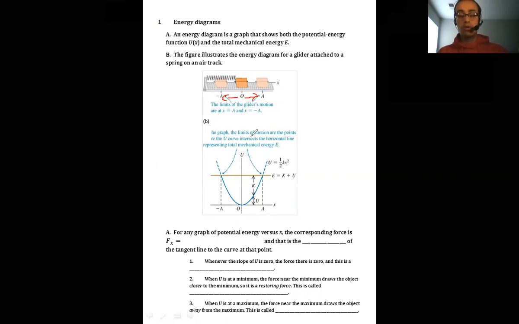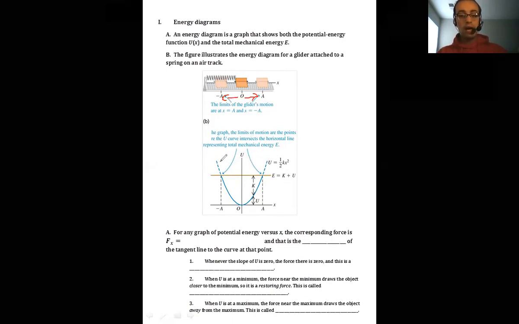Remember that because energy is conserved, because this is a conservative force, as this is moving, the kinetic energy gets transformed into potential energy until such time as the glider stops. The potential energy is then released, turned back into kinetic energy, which then eventually compresses the spring. Again, there's a storage of potential energy, and it goes springing backwards.